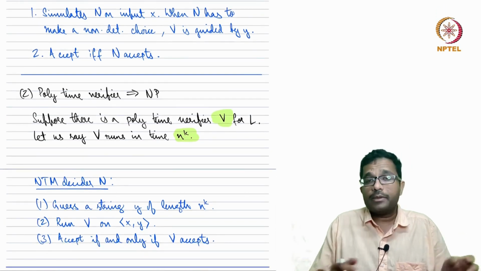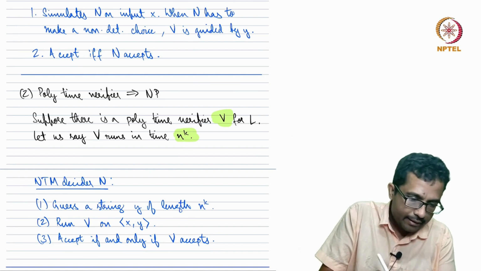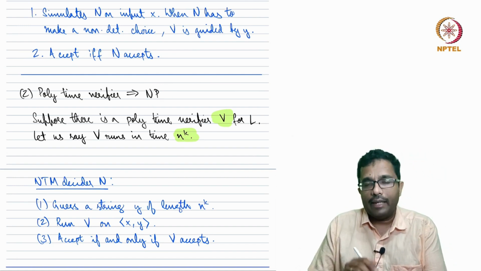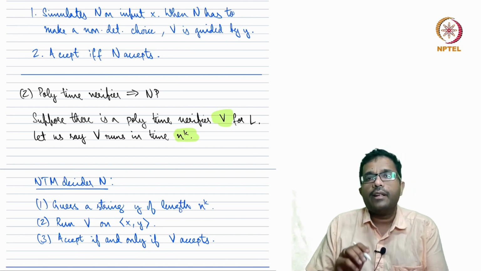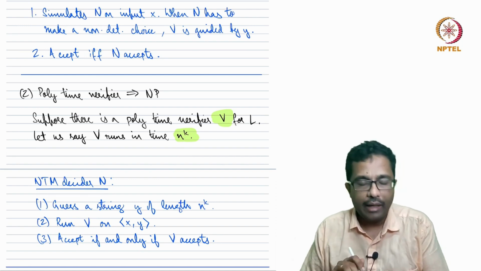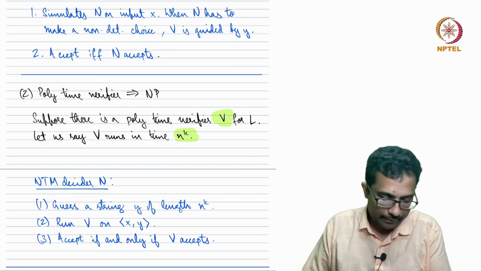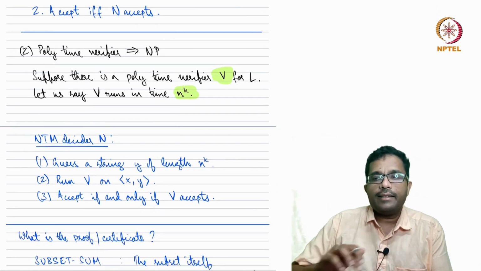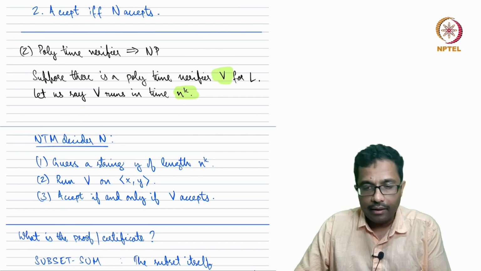Now to show this characterization, that a polynomial time verifier implies that the language is in NP: NP is the class of languages that have deciders that run in non-deterministic polynomial time. So we have to come up with a non-deterministic polynomial time decider. So what is the decider? The decider is a non-deterministic Turing machine that runs the verifier, right?